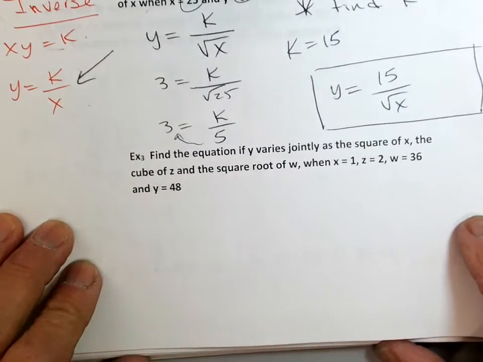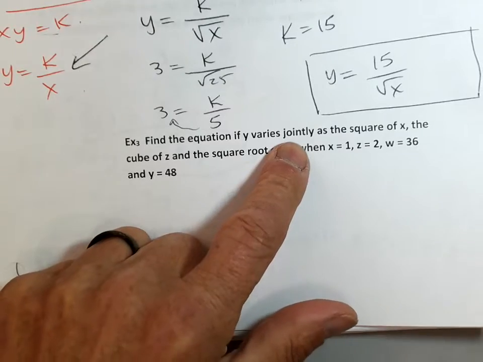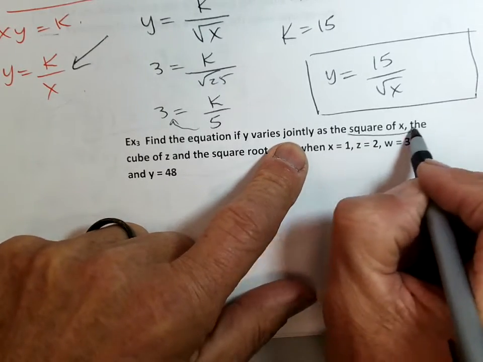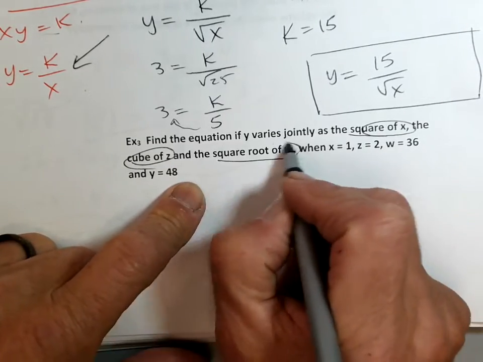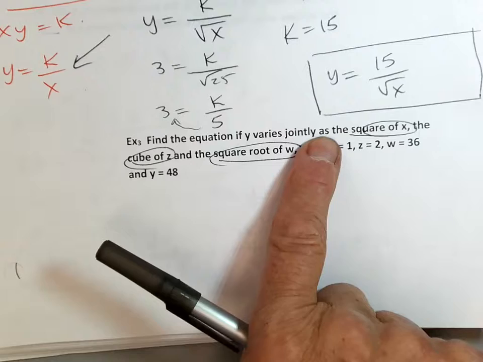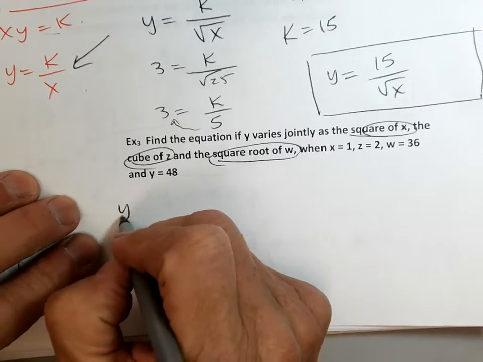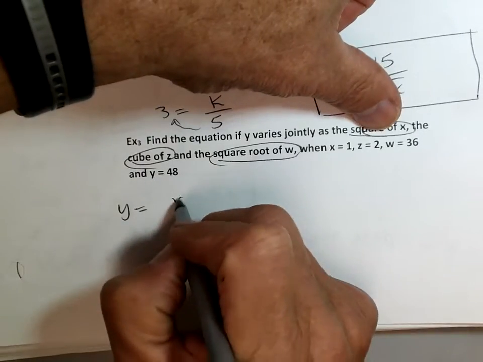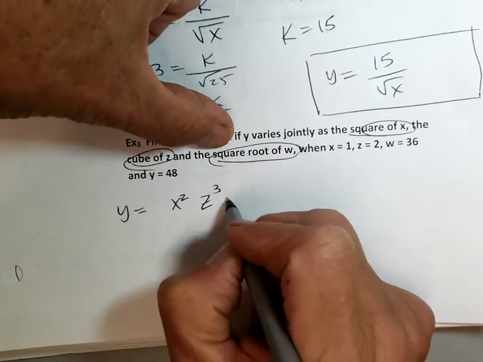Okay, now example 3 is a joint variation. So we're going to have a couple of things going on, okay? Let's just read it. If y varies jointly, now what do you mean by jointly? Well, we got the square of x and the cube of z and the square root of w. Now, did you see any inverse in there? No, I didn't see any at all. I saw just varies jointly, so I didn't see any division. So let's go to y equals, let's see what we got. We got x squared, z cubed, and the square root of w, okay?